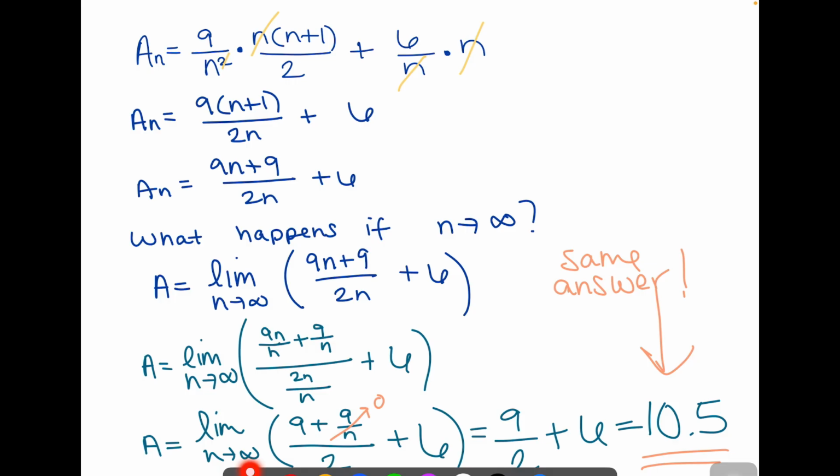Okay, but continuing with the method that I'm using, I'm going to plug in infinity for n. So 9 divided by infinity, finite number divided by infinity, is going to go to 0. So this limit is going to become 9 over 2 plus 6, which is 10.5. And that is the exact same answer I got when I'm using geometry. This is the area under that function.